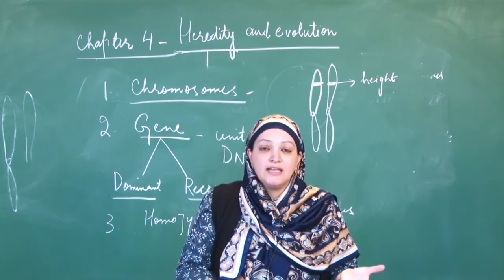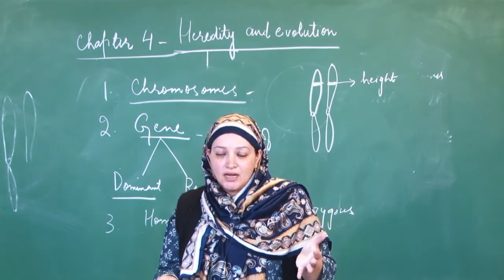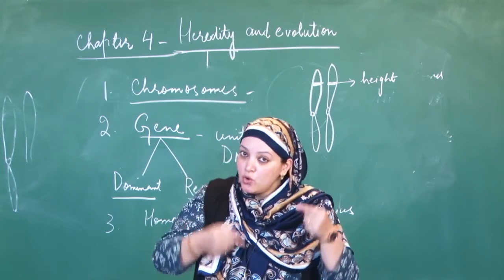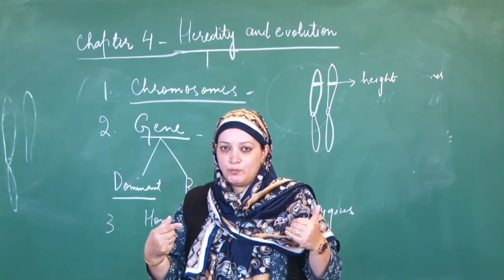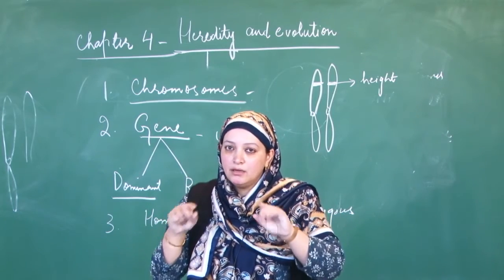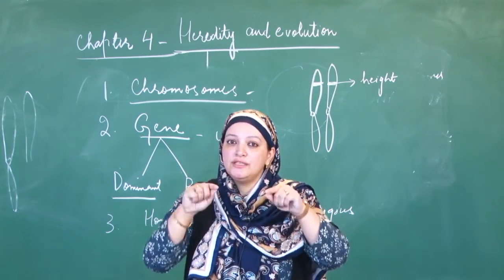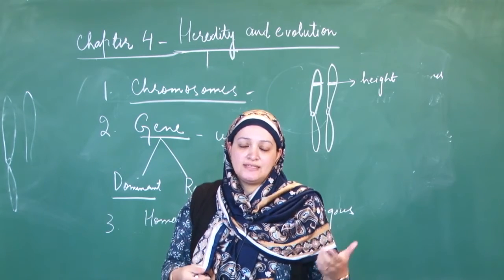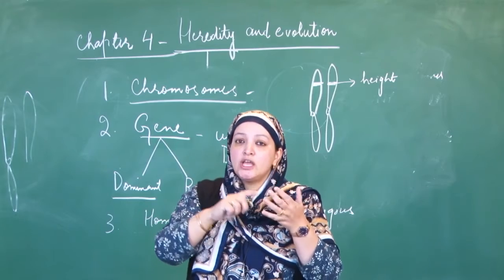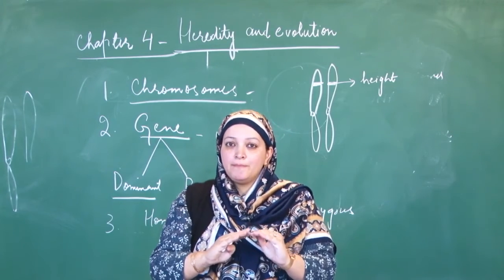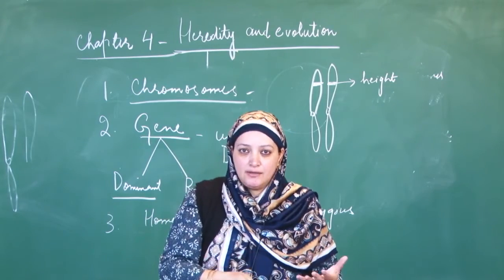What is a heterozygous condition? Heterozygous condition means when there are two alternate genes, that is either the dominant and the recessive. Two alternate genes for the same character. What is the character? I am giving you the example, that character is height. If there are two alternate genes for the same character, that is a heterozygous condition.